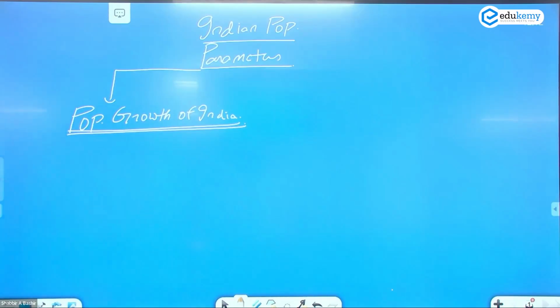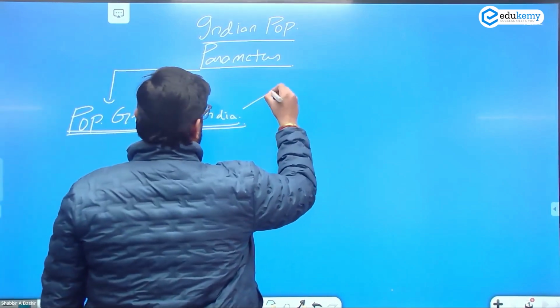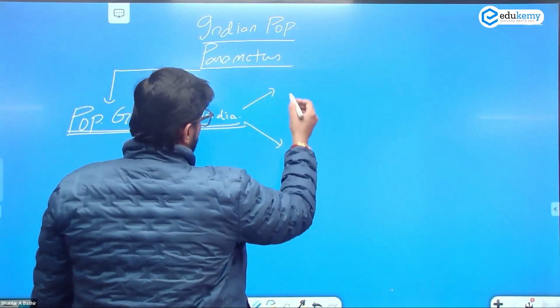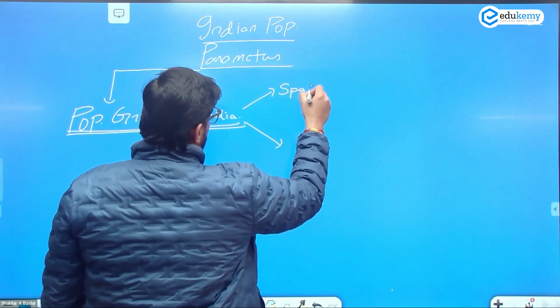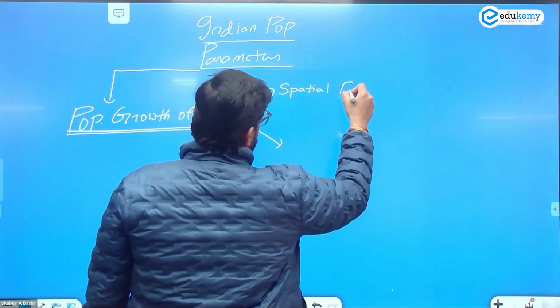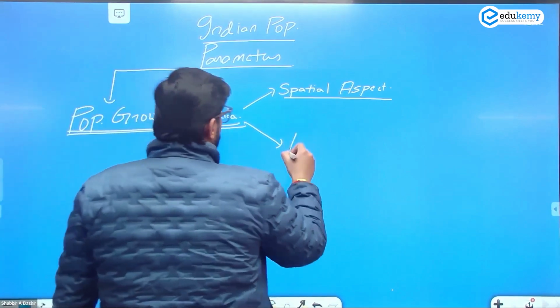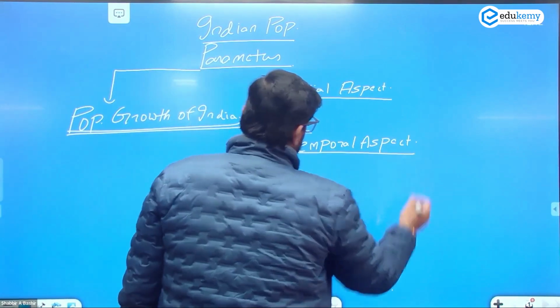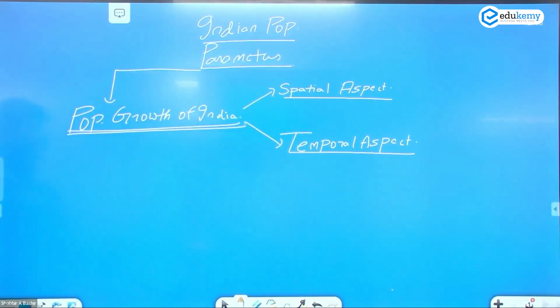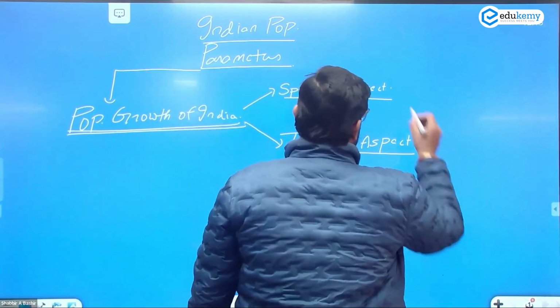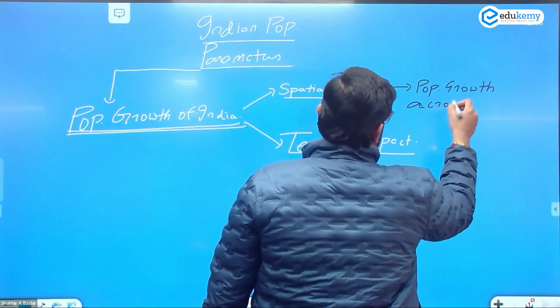Now, guys, when we need to talk about the population growth of India, in this we need to focus firstly upon two different aspects of population growth. We have to focus upon the spatial aspect as to how population growth is taking place in different parts of India, and then we have to talk about the temporal aspect as to how the population growth of India has changed with time. So when we are talking about the spatial aspect, this is related to population growth across India.